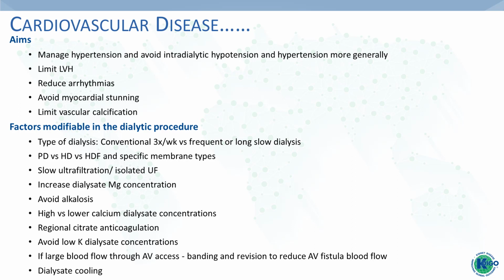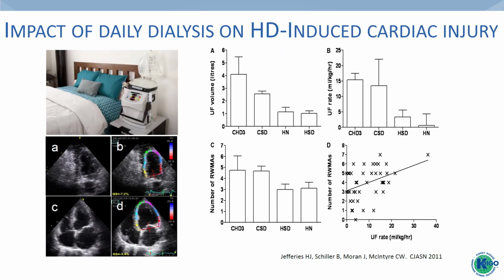And if heart failure is exacerbated by large blood flow through the AV access, then that needs to be looked at, and there may be a requirement for banding or revision of the AV fistula blood flow so that there isn't high output cardiac failure. And then there's also dialysate cooling, which I briefly mentioned in terms of online HDF, but that does also create better myocardial stability.